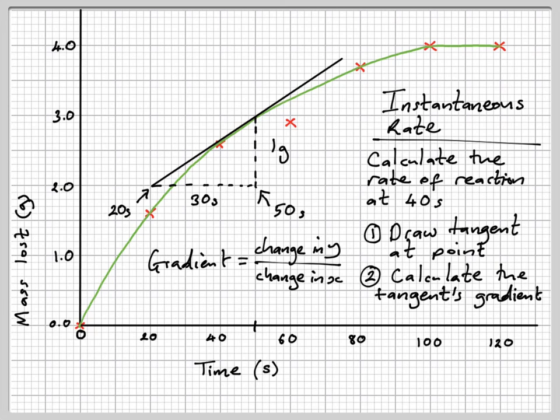And all I then have to do is divide the 1 gram, the change in y, by the 30 seconds, which is your change in x. So to find my gradient, it's going to equal 1 gram divided by 30 seconds. And if I do that, that will give me 0.03 recurring, so 0.033 grams per second, and that is my rate of reaction. It was losing a massive 0.033 grams of carbon dioxide gas every second.